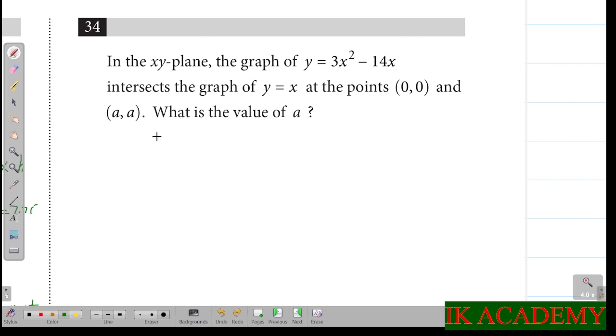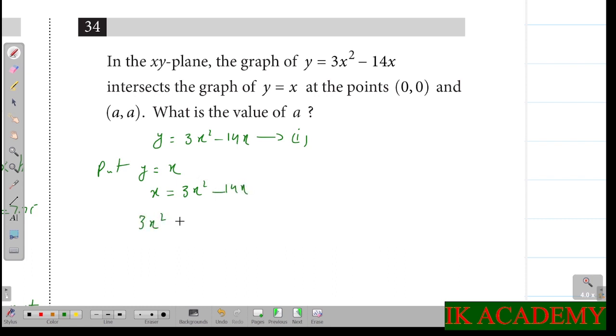So first of all, y is equal to 3x squared minus 14x. Put y is equal to x because it says it intersects the graph y is equal to x at the points (0, 0) and (a, a). So by putting y is equal to x, we will get the point (0, 0) and also any other point. That other point will give the value of a. So if I put y is equal to x in equation 1, x is equal to 3x squared minus 14x.